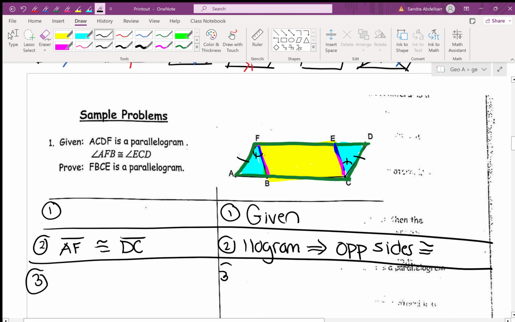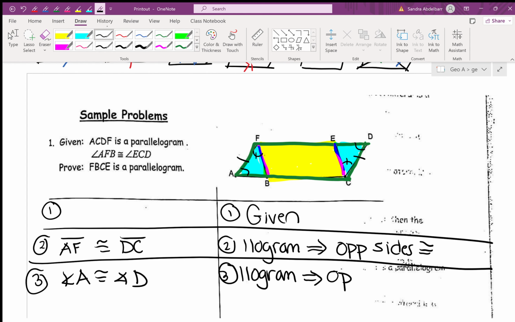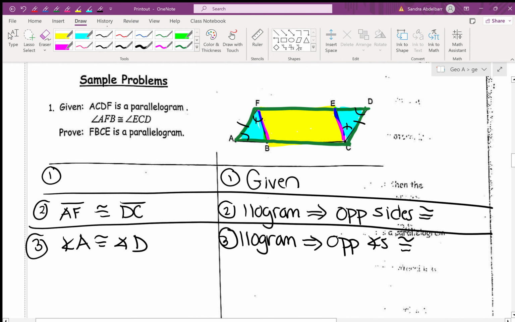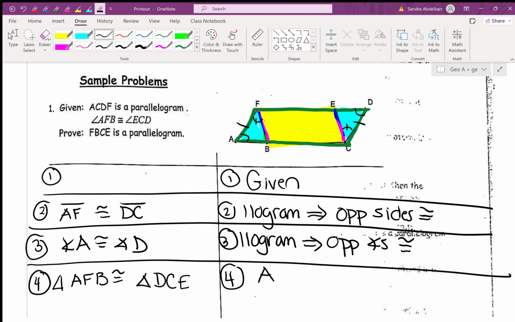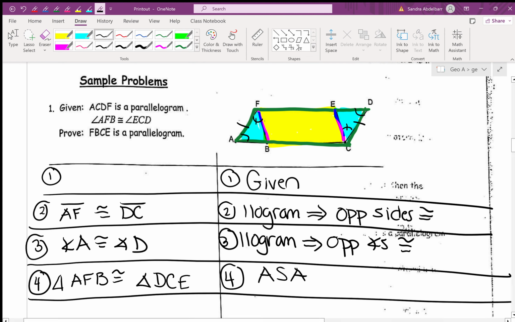Okay, great. So now we have an angle and a side. Get me another angle. Adrian. Angle A and angle D. Good. Why, Adrian? Because the opposite angles are congruent. Good. So parallelogram yields opposite angles congruent. So now I can go ahead and I can say that triangle AFB is congruent to triangle DCE, and the reason's going to be angle, side, angle. Do you all agree that I can go ahead and I can CPCTC, FB and EC? Yeah.